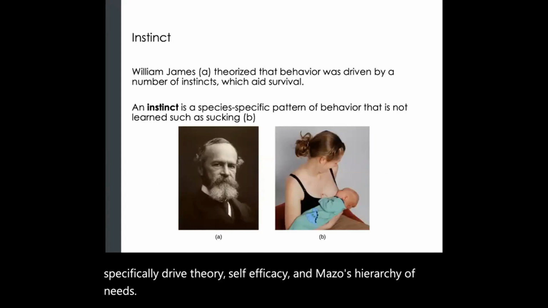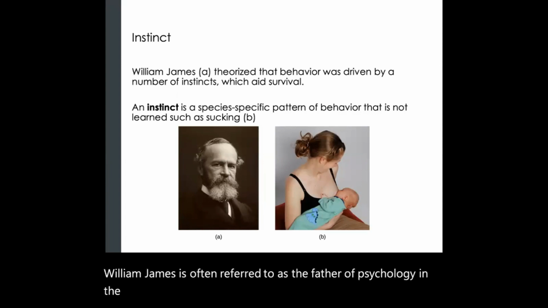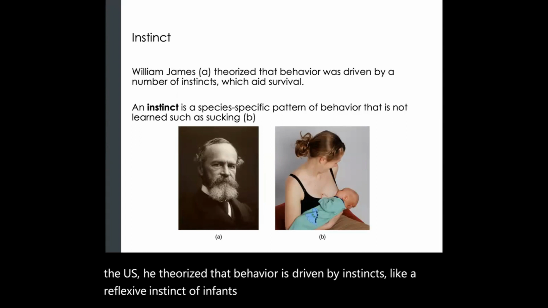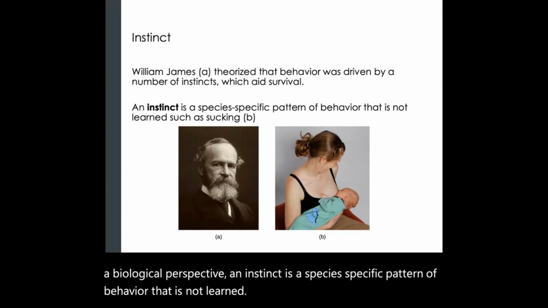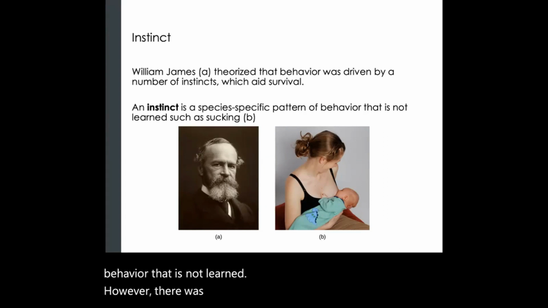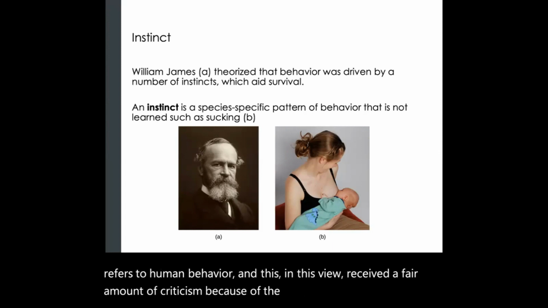William James is often referred to as the father of psychology in the US. He theorized that behavior is driven by instincts, like a reflexive instinct of infants to suck, which allows for survival. From a biological perspective, an instinct is a species-specific pattern of behavior that is not learned. However, there was controversy over the definition of instinct as it refers to human behavior, and this view received a fair amount of criticism because of the undeniable role of learning.